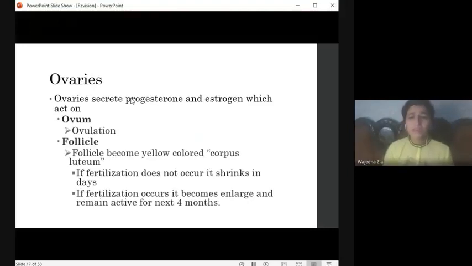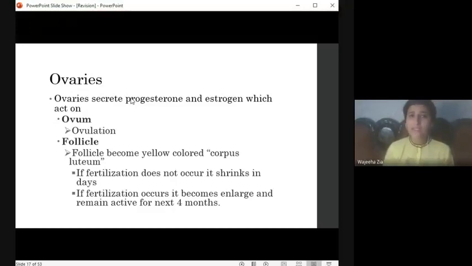The ovaries act as glands and produce different hormones. Among them, the two important hormones are progesterone and estrogen. Both act on the two parts which I told you, the one is the ovum and the second one is the layer. So if there is an ovum, the progesterone and estrogen help in the ovulation. Ovulation means the release of the ovum from those follicles.